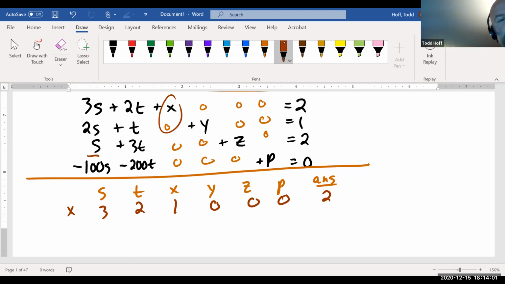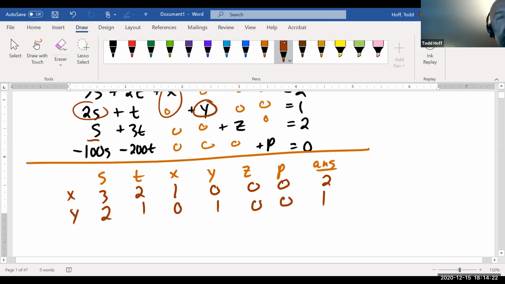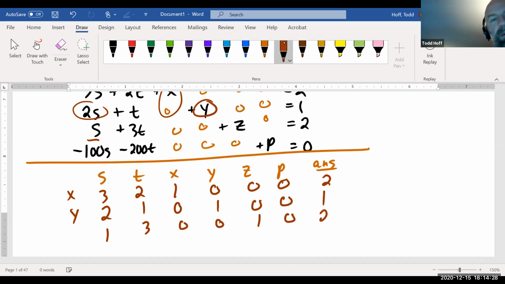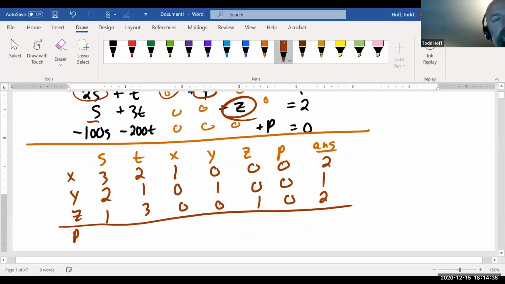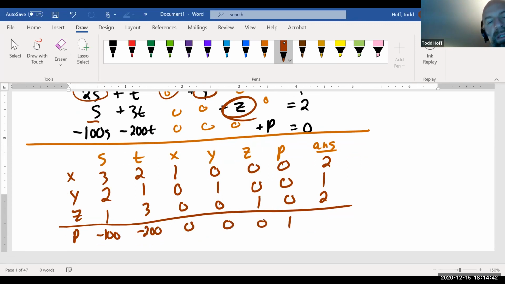My next row is 2, 1, 0, 1, 0, 0, 1. So that was this row. My slack variable used there is Y, so that's my Y row. My next row is going to be 1, 3, 0, 0, 1, 0, 2. Slack variable used there was Z, so that row is going to be labeled Z. Then my objective function on bottom, that'll be row P: negative 100, negative 200, 0, 0, 0, 1, 0.